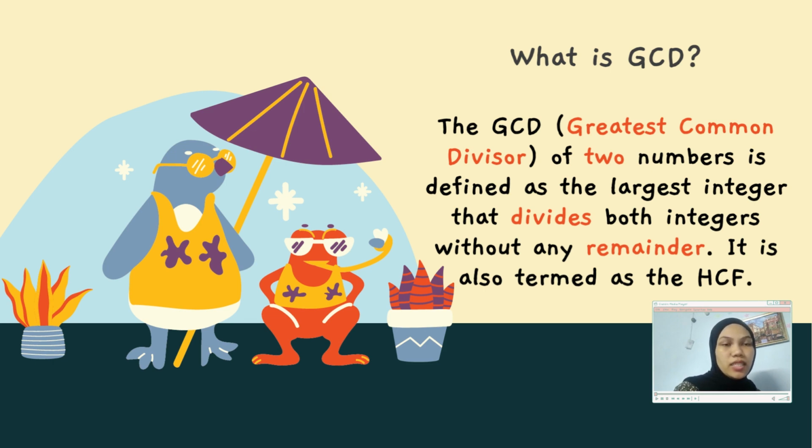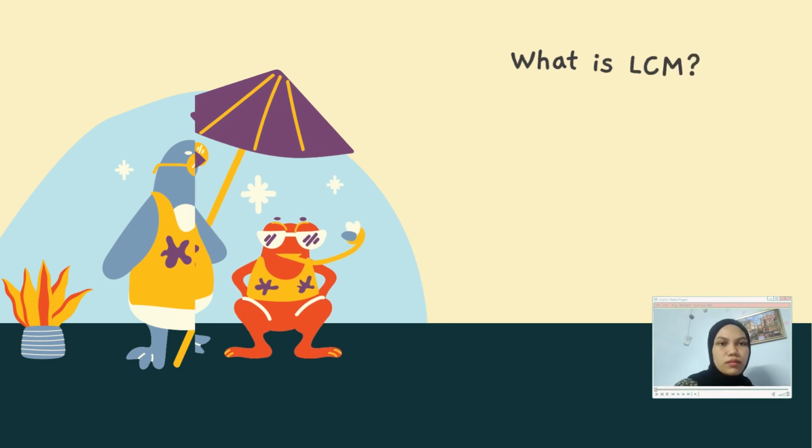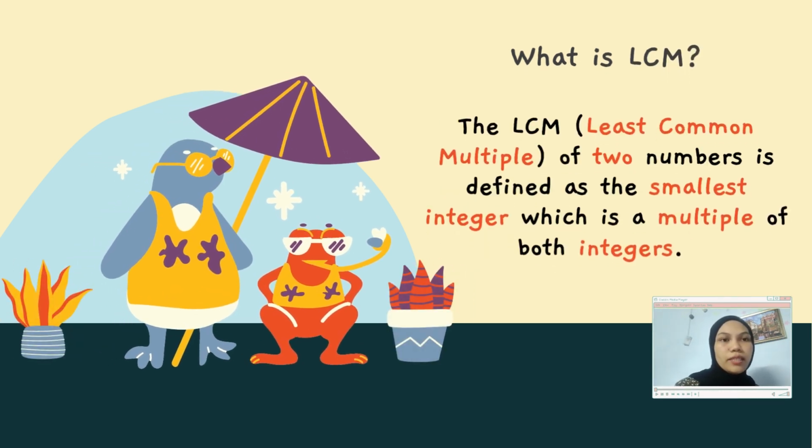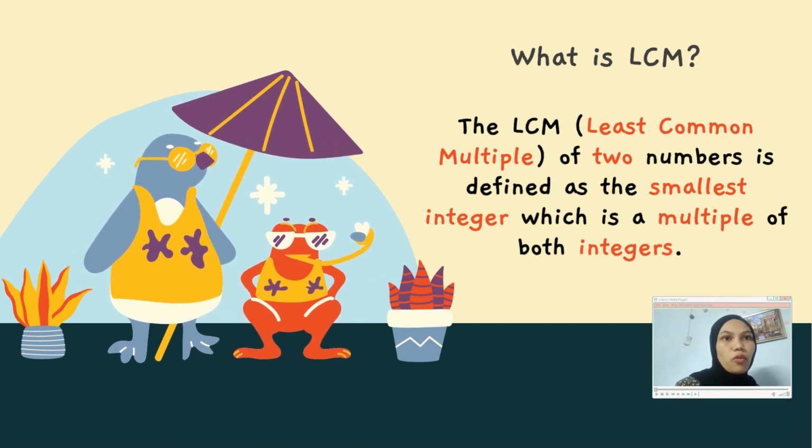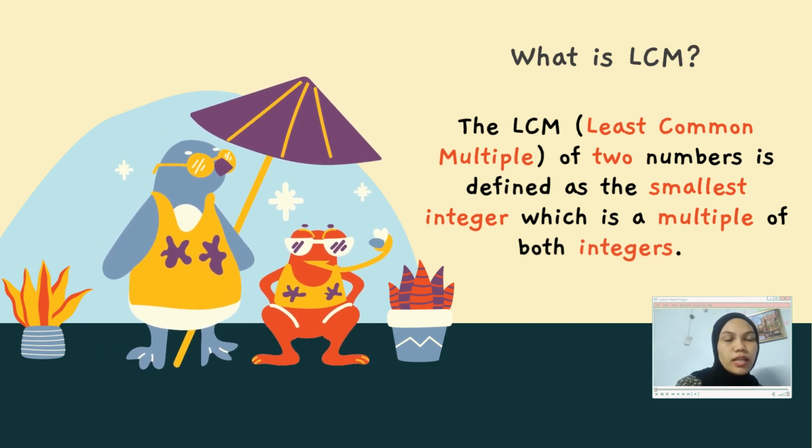The GCD is often used in various mathematical and computational contexts, such as simplifying fractions and finding common factors. The least common multiple, LCM, is the smallest positive integer that is a multiple of two or more numbers. It's the smallest number that is divisible by all the given numbers.